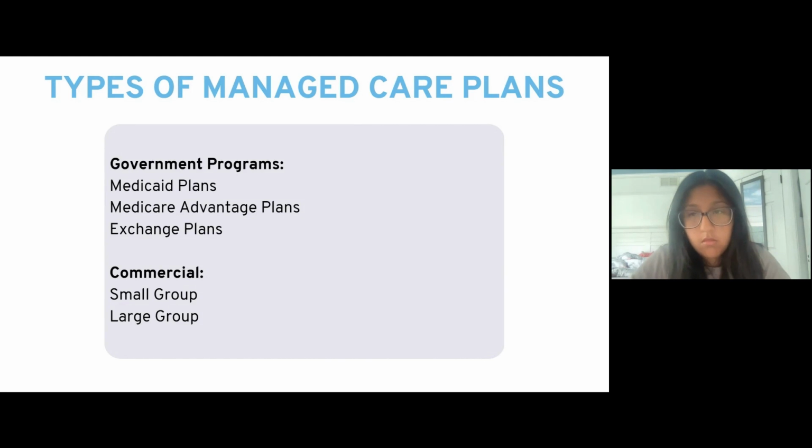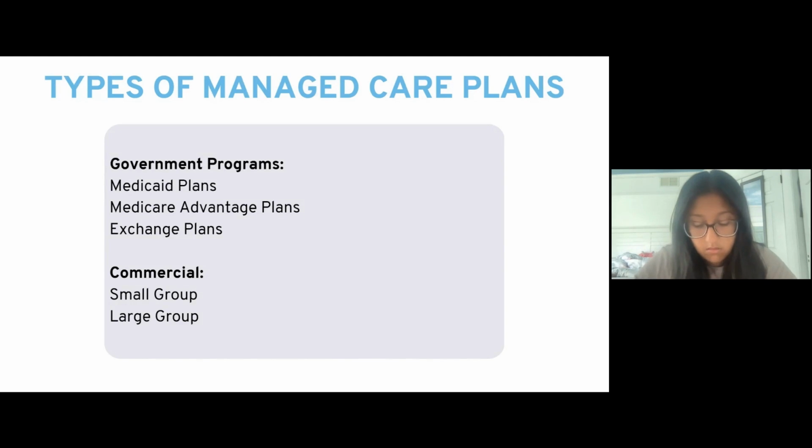If you have, I presume, seniors in your house, 65 plus, they probably have what's called a Medicare plan. So the Medicare plan is what's given out by the government. The Medicare Advantage is the managed care version of the Medicare plan. And then you have exchange plans.